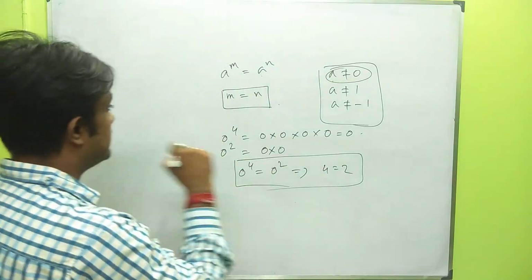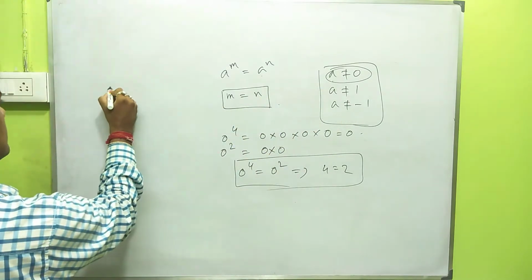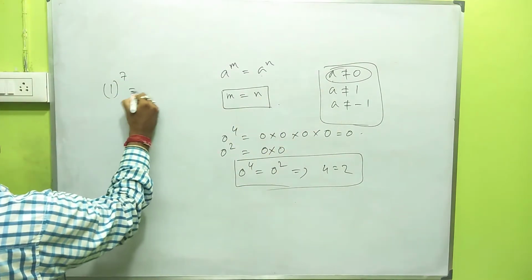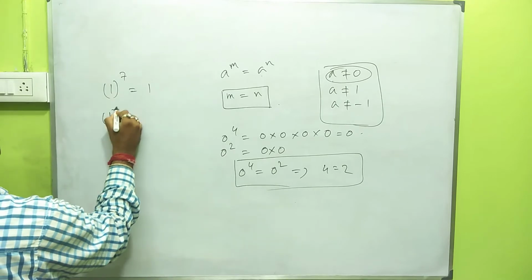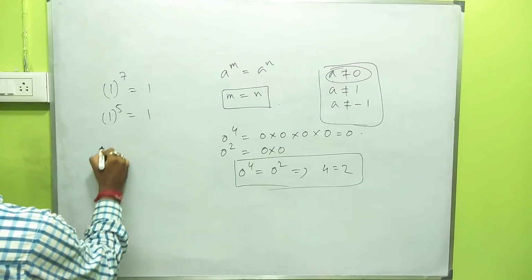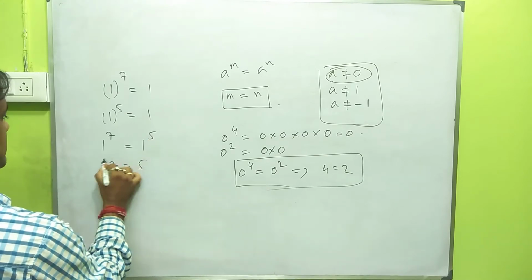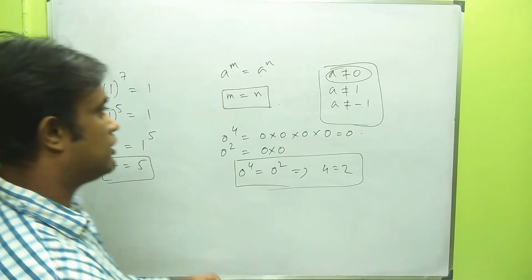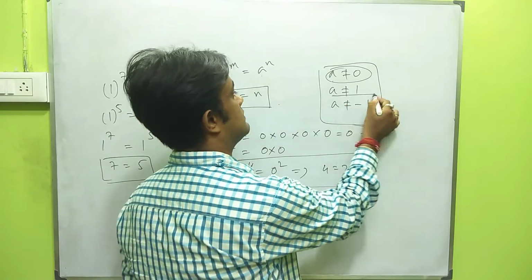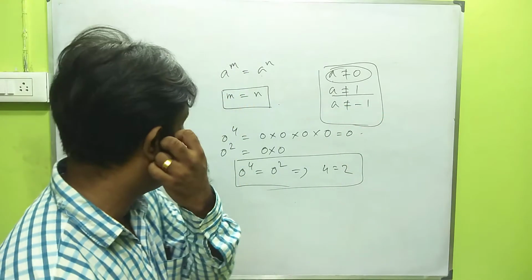Now, if a is 1, 1 to the power 7 is equal to 1, 1 to the power 5 also 1, that is 1 to the power 7 is equal to 1 to the power 5, that is 7 is equal to 5. So it is obvious that it is not true for a equals to 1.